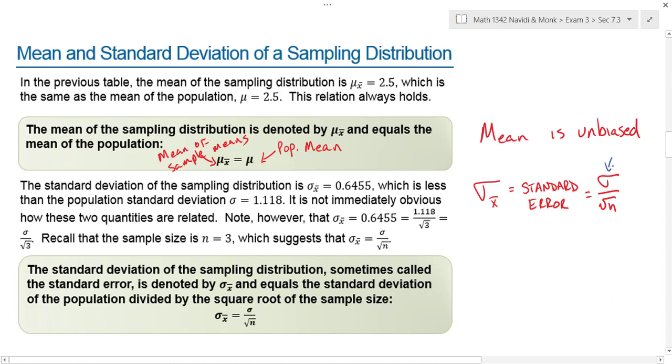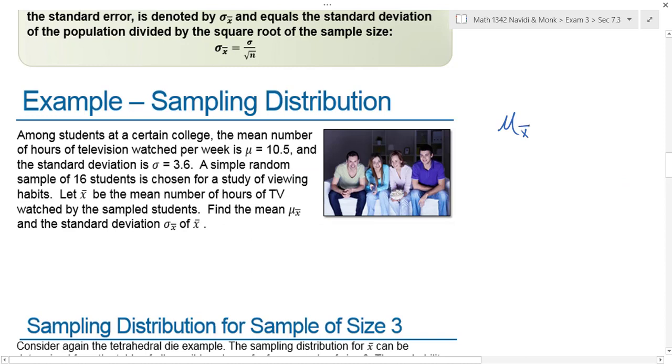This number right here is the standard deviation of the population. This is a formula that works 100% of the time. The mean for the sampling distribution will be equal to the population mean, and the standard error, or the standard deviation for our sampling distribution, is equal to the population standard deviation divided by the square root of n, where n is the sample size. This needs to be put on your formula sheet somewhere.